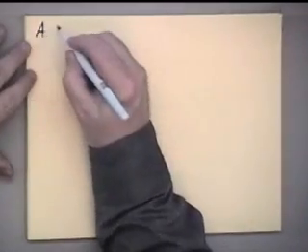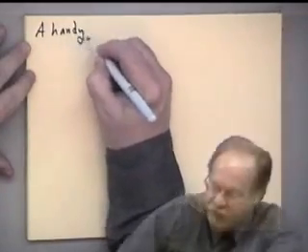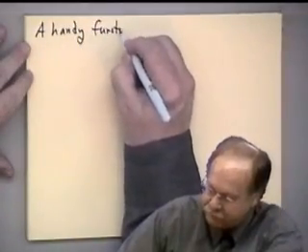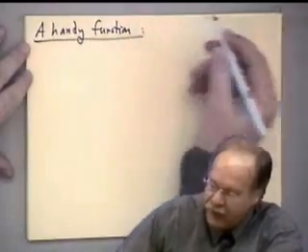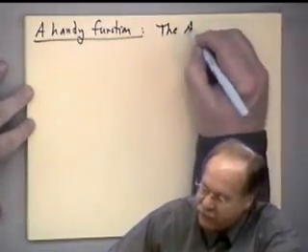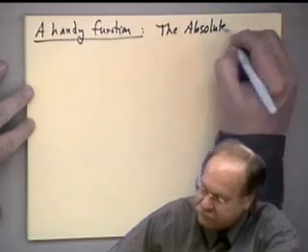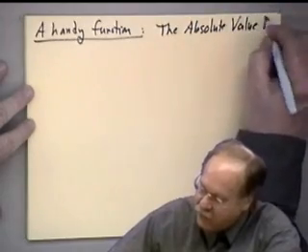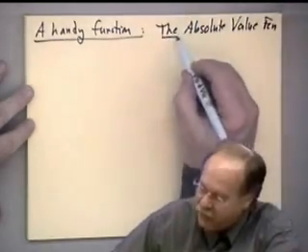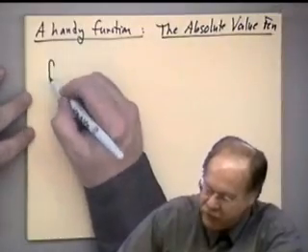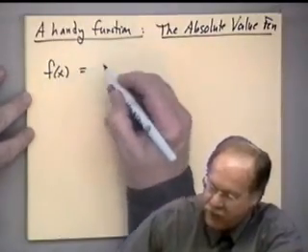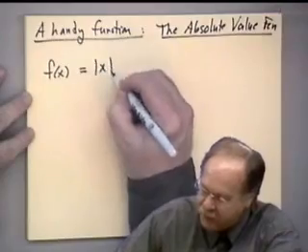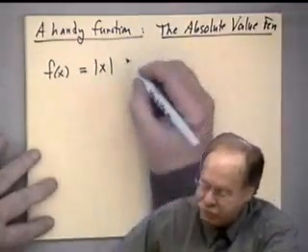Now, let us look at some examples of functions that are going to be useful to us. First of all, we have a handy function. This is called the absolute value function, and we will be using this many times for many purposes. The function is defined this way. F of x, we'll call it, which is the absolute value function. There's the absolute value notation.